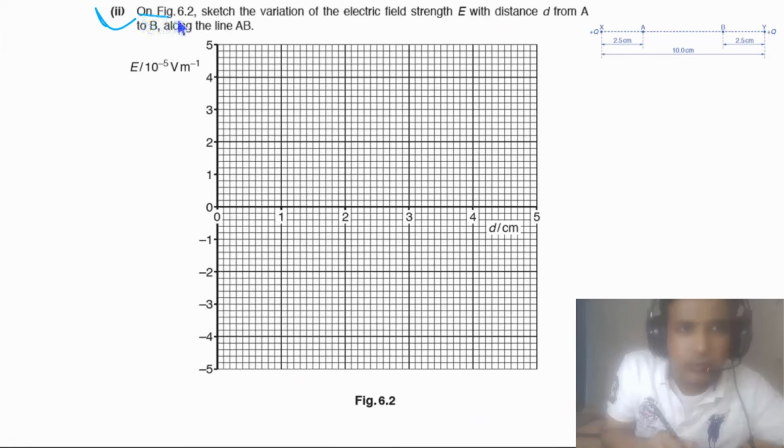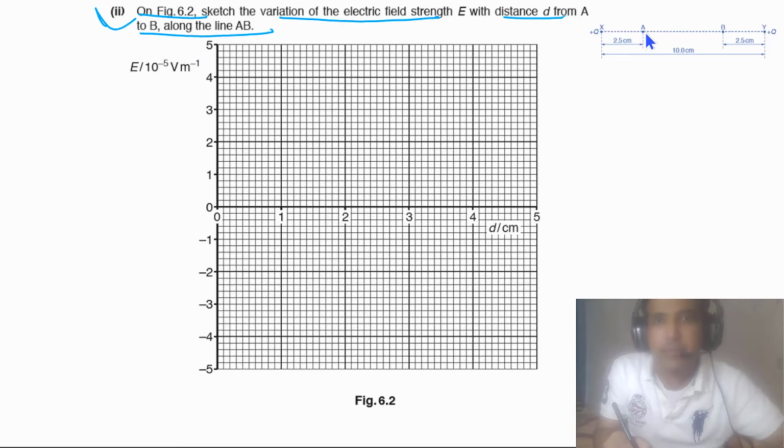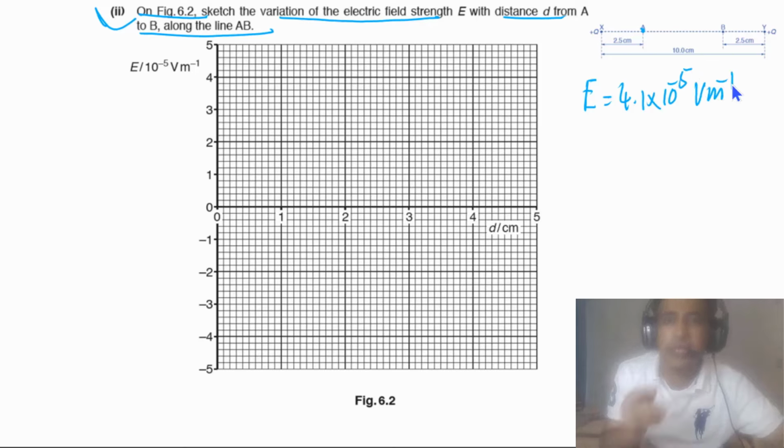Part 2 says on figure 6.2, sketch the variation of the electric field E with distance d from A to B along the line AB. But the value of the electric field we have already calculated at point A. At point A, the value of the electric field was 4.1 times 10 to the minus 5 volts per meter. Actually, this value is given to you in the question.